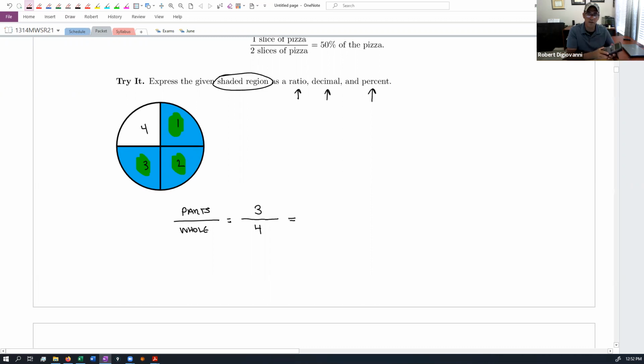Calculator, okay? Some people will know 3/4 is 0.75, but I'm just going to go 3 divided by 4 on my calculator, and I get 0.75. So 0.75 is the decimal. There's my decimal, there's my ratio. And now as a percentage, I'm going to take this and move it over 2 places, right? 75 and do percent.